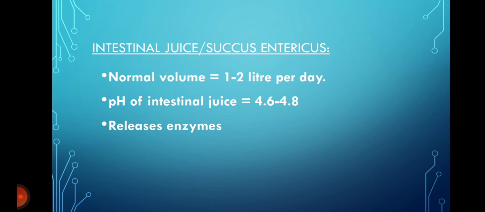This intestinal gland secretes intestinal juice, also known as succus entericus. Its normal volume is 1 to 2 liters per day, and its pH is 4.6 to 4.8. It releases enzymes.